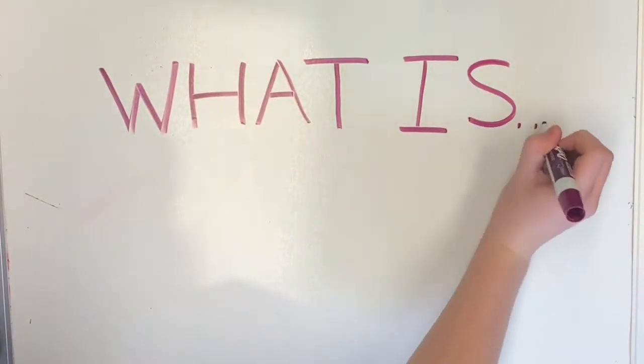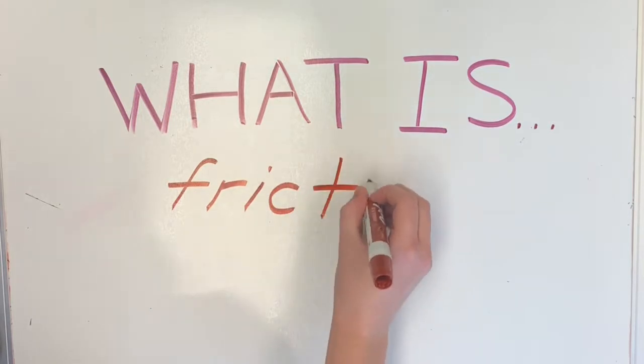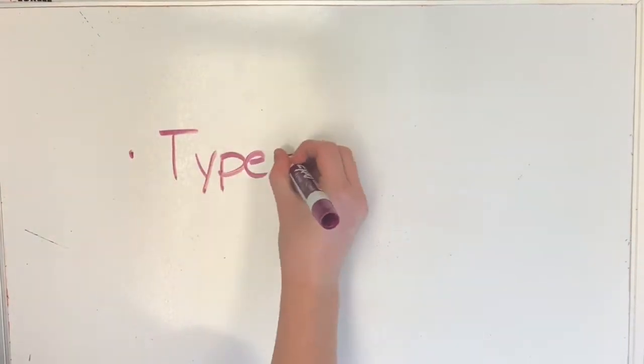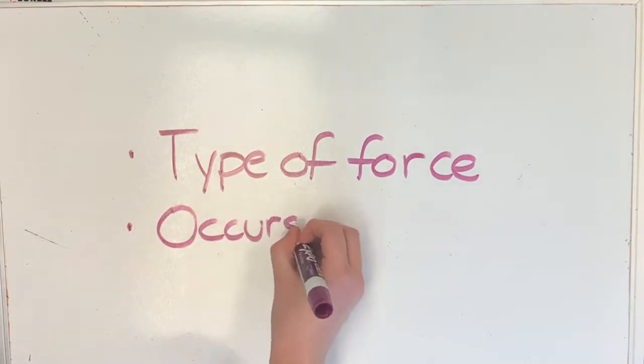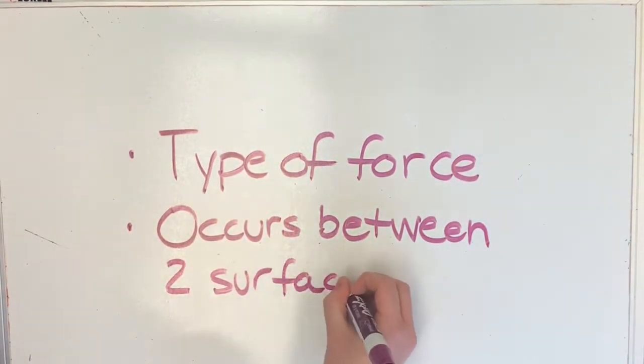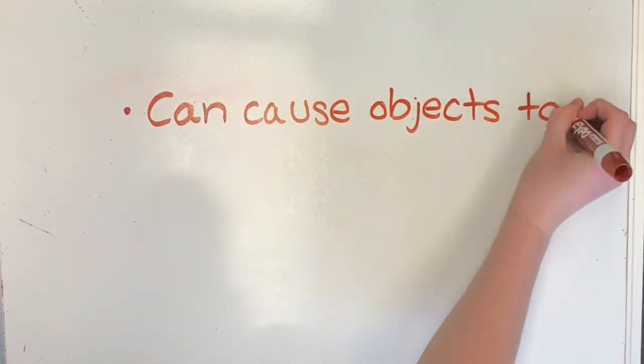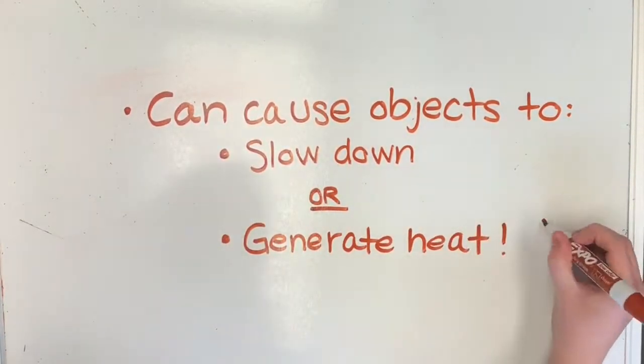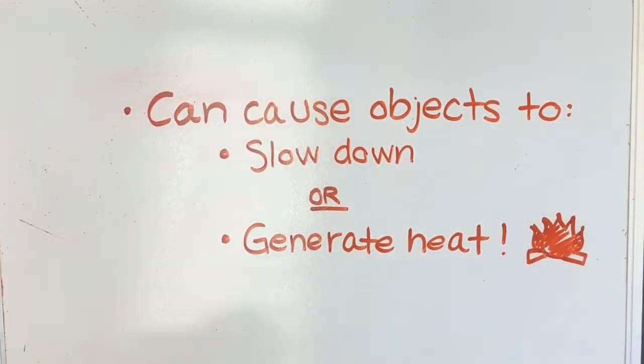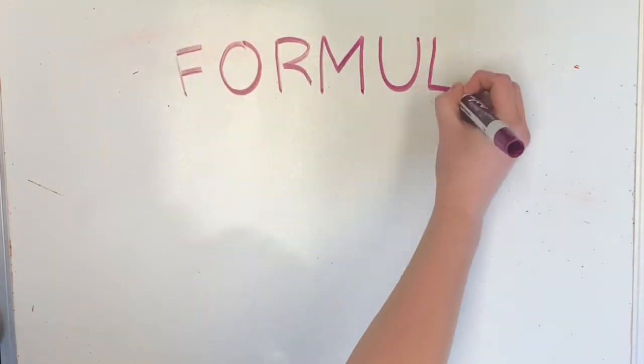You're here to learn about friction, right? So, what is friction? Friction is a type of force that occurs between two surfaces in which there's a tension created that keeps either surface from slipping away from the other. Friction can cause objects to slow down or generate heat. As with all forces, friction has a formula.